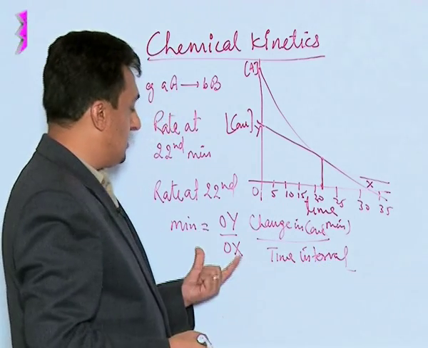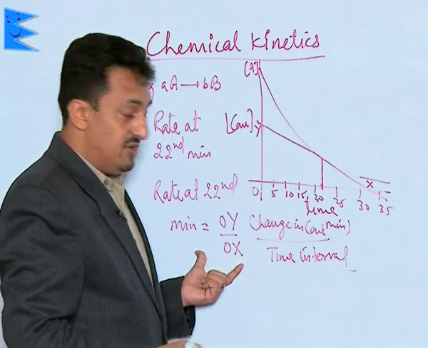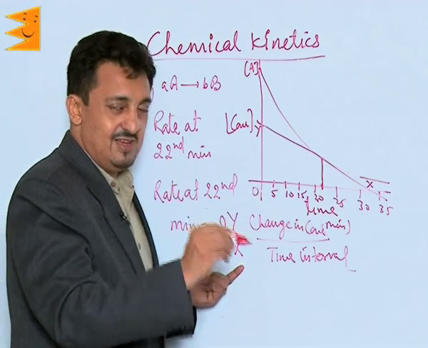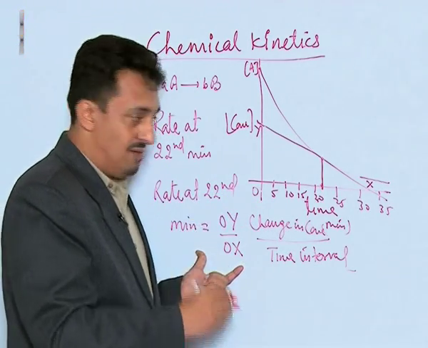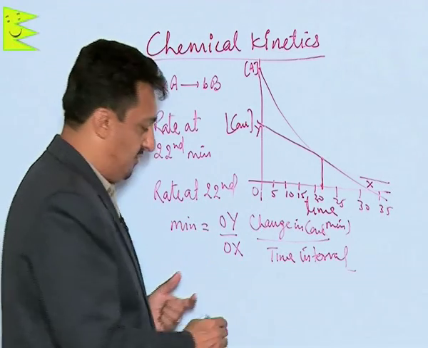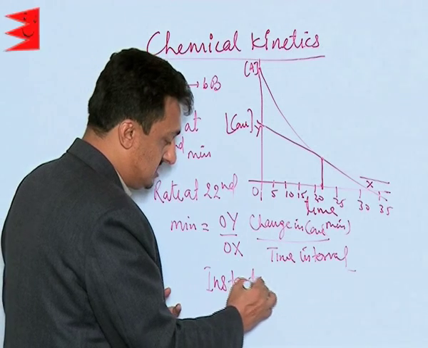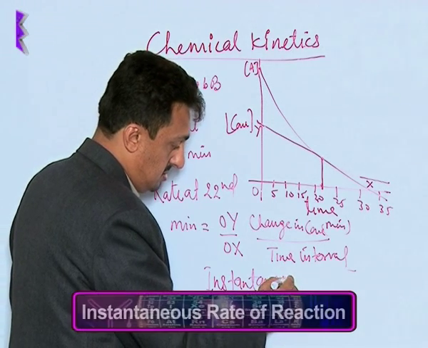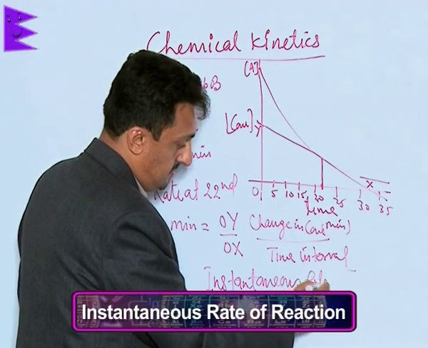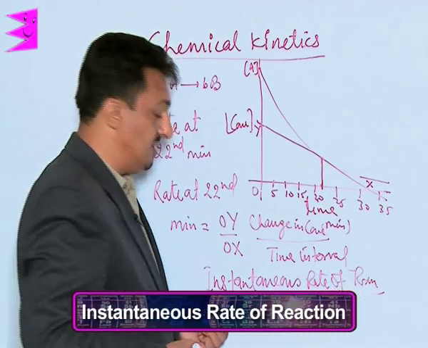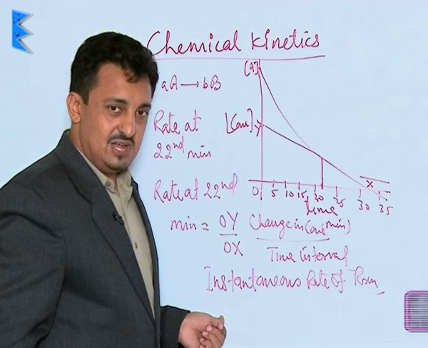So this is the method which is going to give us the rate of the reaction at any particular instant of time, and that is why, remember, this type of rate of reaction is called instantaneous rate of reaction. So what is instantaneous rate of reaction?